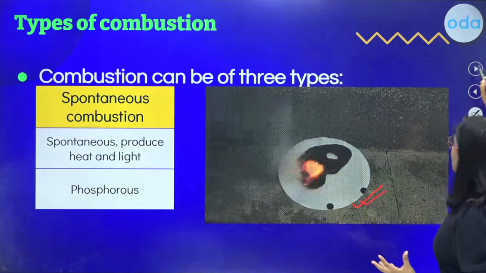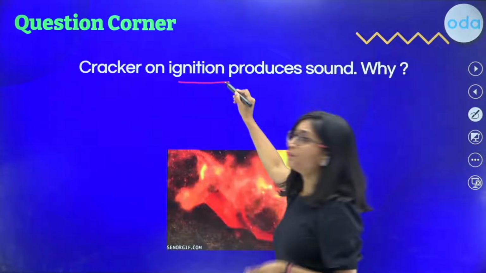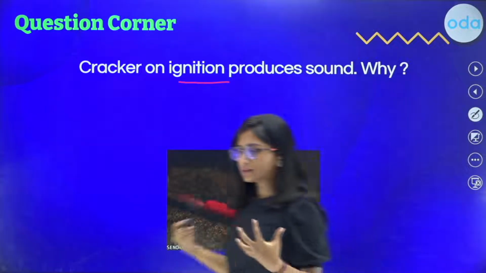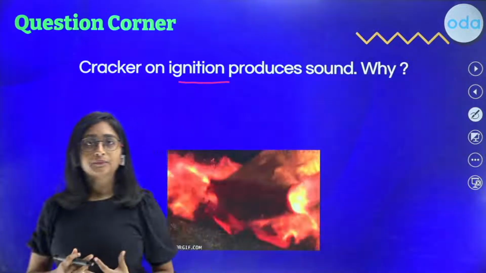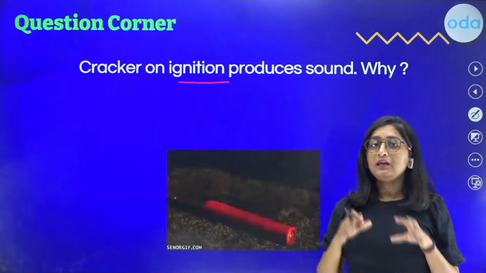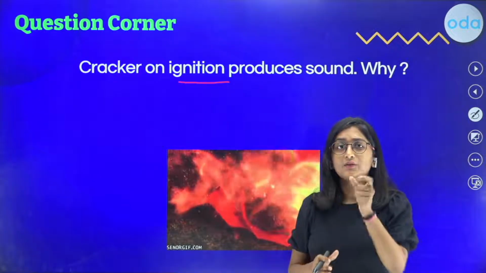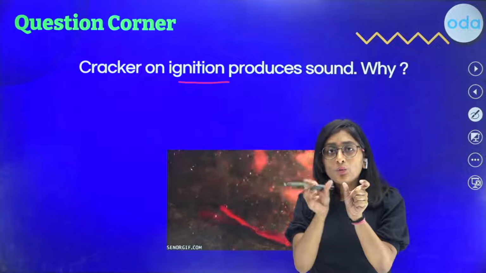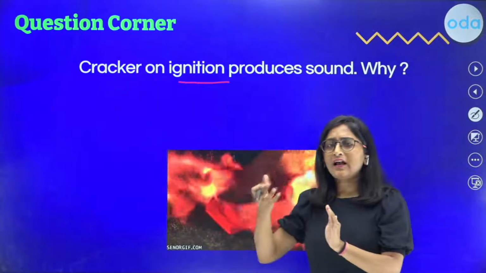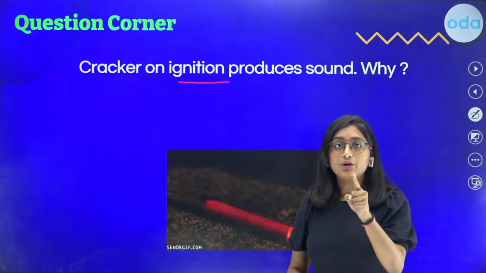Now, when you move to the other one, the cracker on ignition, whenever we ignite the cracker, it produces sound. What is the reason behind that? In the very starting, you came across that when we looked at combustion, we found two very important things. That was the fuel, plus along with that fuel, oxygen, that is going to produce some byproduct, and along with that, there is going to be the energy.